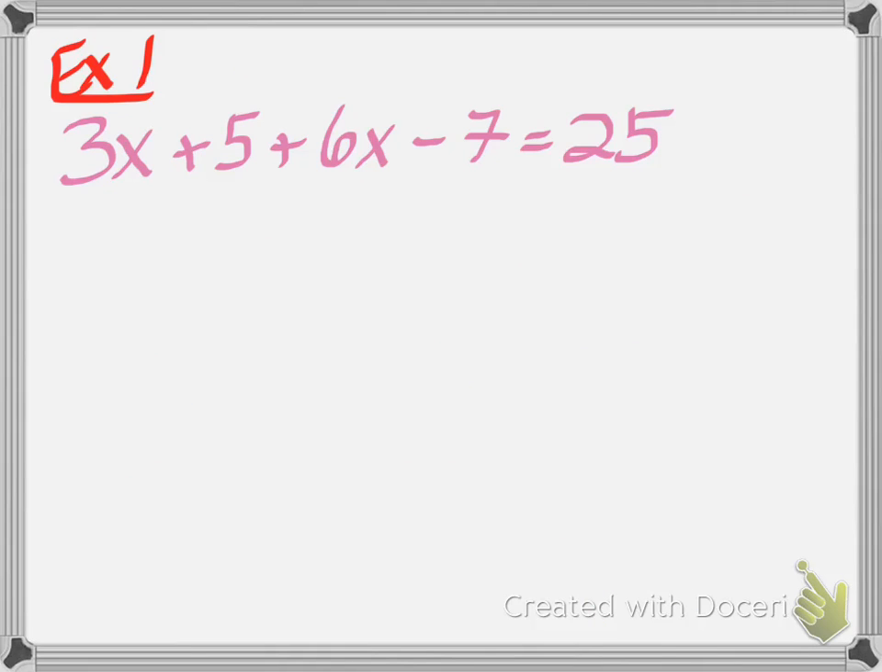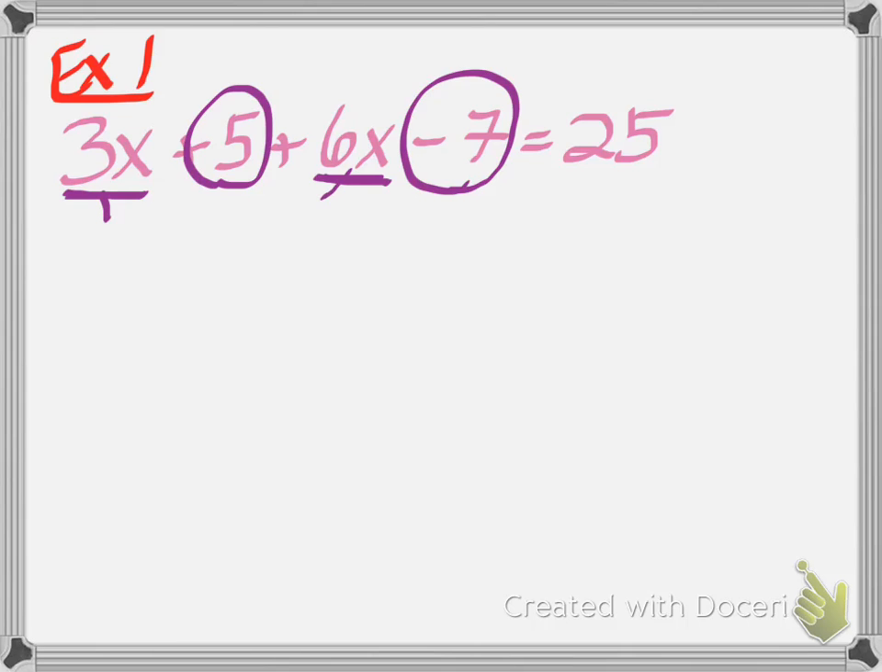Example 1: 3x plus 5 plus 6x minus 7 equals 25. Okay, so now this would be the expression without the equal sign, but now it's a whole equation. I'm going to simplify my like terms before I worry about the equation part. So my like terms would be 3x, 6x, and then my constants, I have a 5 and I have a negative 7. So let's start with the constants.